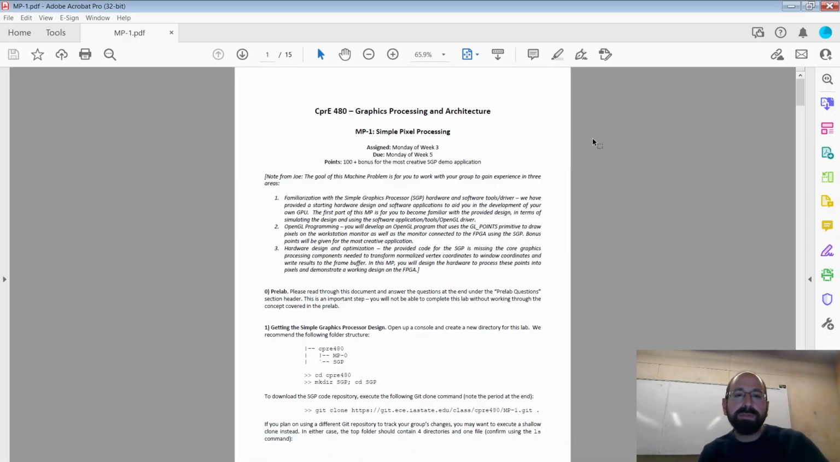The MP1 PDF is probably the longest in terms of amount of words because I'm trying to describe a lot of things with the MP1 setup, which is a little different than what we had for MP0. For MP2, MP3, MP4, it's much less setup. It's just more concepts being introduced at that point.